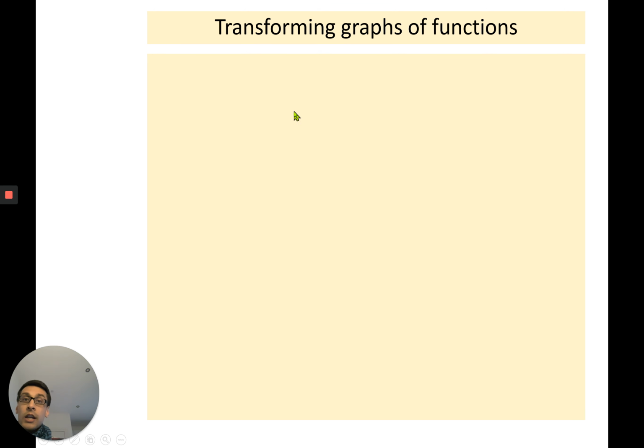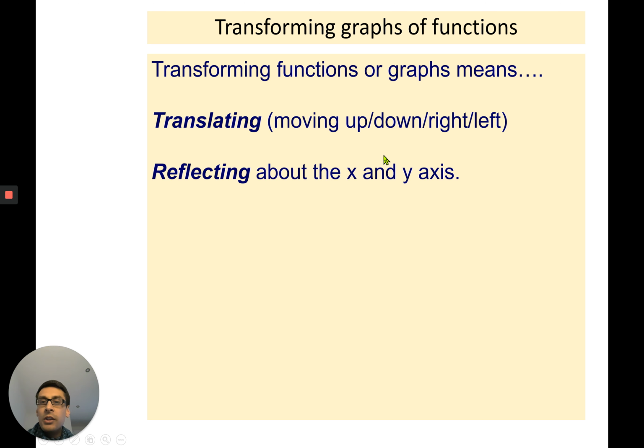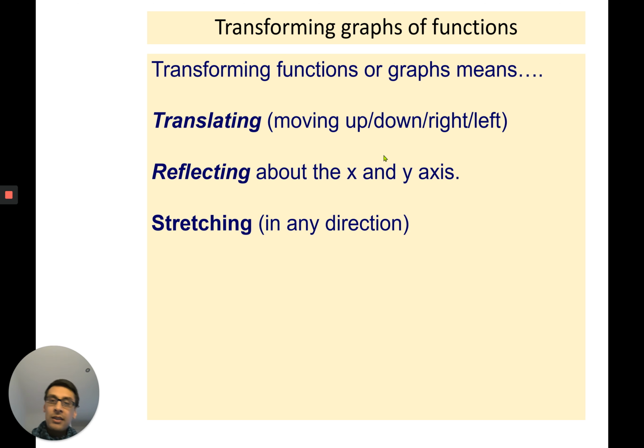Okay, so transformations, as you may have figured out from the last slide, is to do with moving graphs around. So translating means moving up and down, right and left. You can reflect a graph about the axes, so x and y axes, and you can stretch a graph out as well, so usually again in the x or y direction.